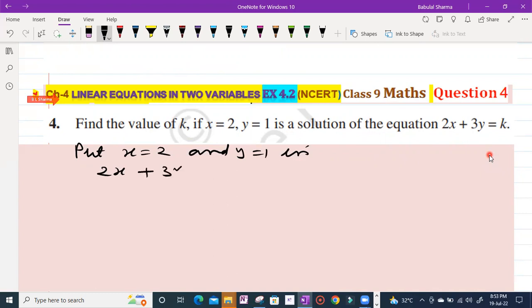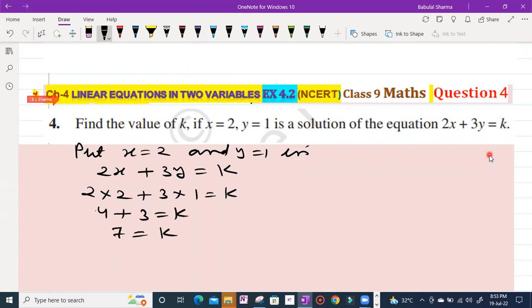2x plus 3y is equal to k. 2 in place of x you put 2, 3 in place of y you put 1, that is k. So 4 plus 3 is k. So 7 is equal to k. Therefore, the value of k is 7. Answer.